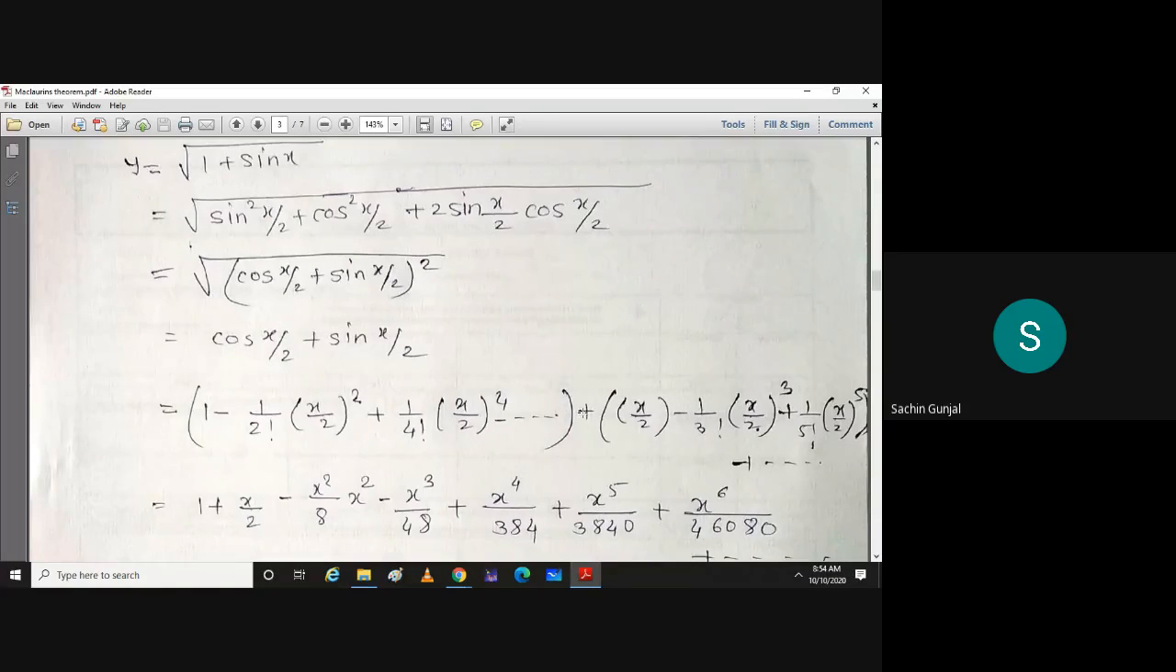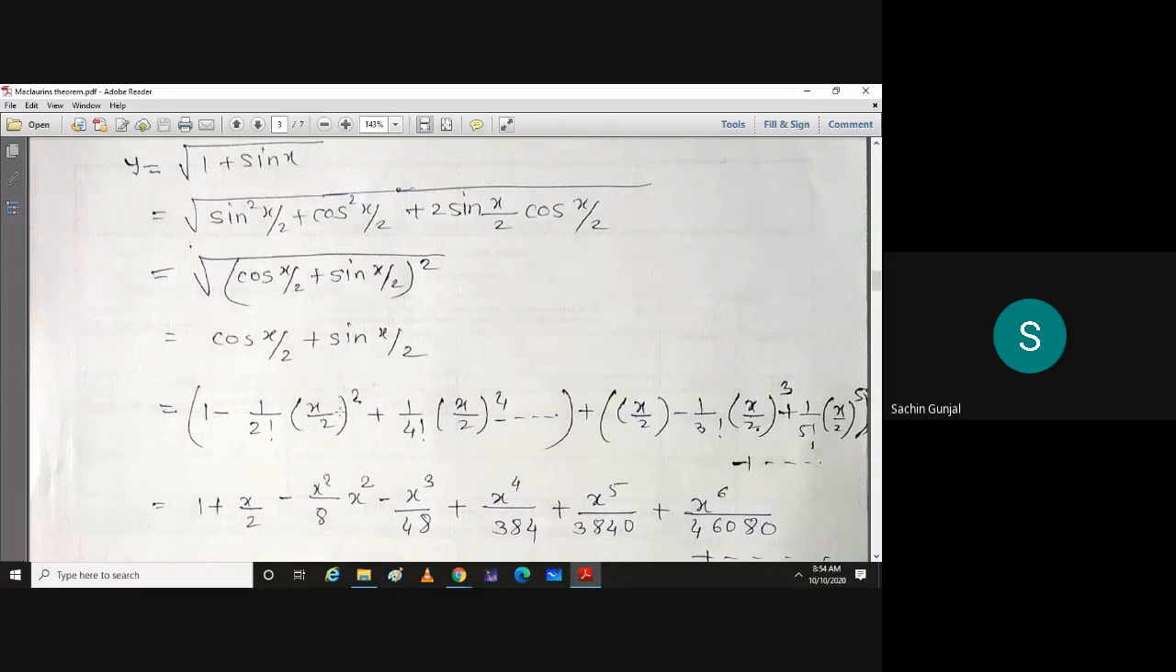All right. Then plus the series of sin x by 2. So x by 2 minus (x by 2) cubed by 3 factorial plus (x by 2) raised to 5 by 5 factorial. And the next term is (x by 2) raised to 7, which we don't want, so you can skip that. Okay. Now collect the constant term. So the constant term is 1. The term in x is x by 2 only. Then the terms of x square.